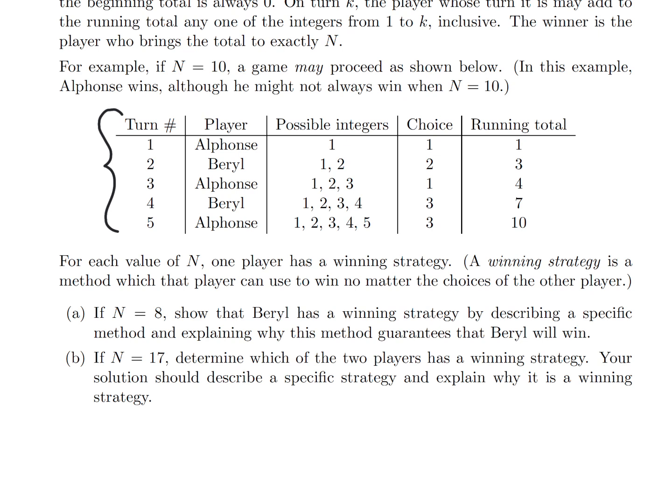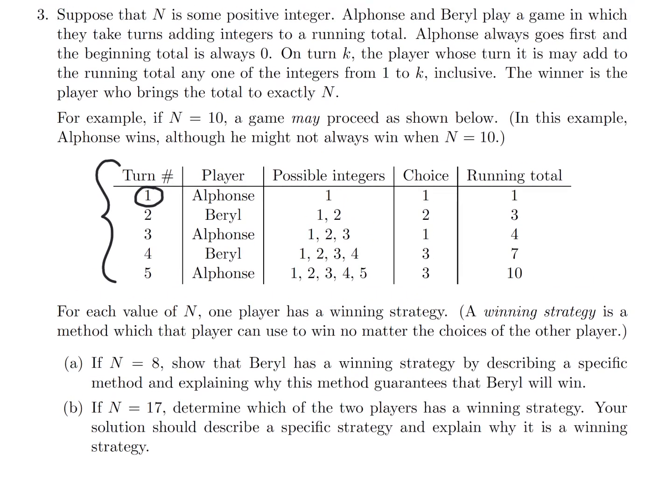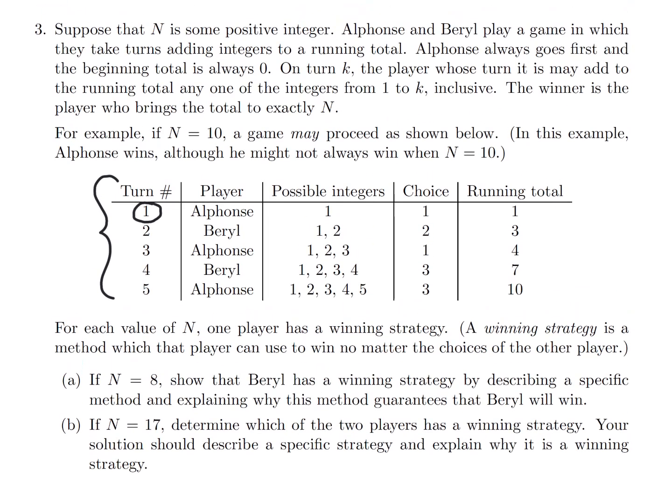So in turn 1, Alphonse, that's his turn, he can choose numbers from 1 to k, where k is the turn number. Got it? So on turn k, he can choose numbers from 1 to k. So on turn 1, he can only choose 1. On turn 2, he can choose numbers from 1 to k, and k in this case is 2. So that's why he can choose 1 and 2. On turn 3, he can choose either 1, 2, and 3, and so on.